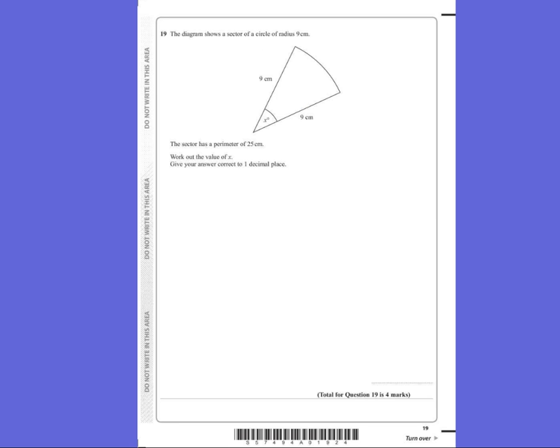Question 19 says the diagram shows a sector of a circle of radius 9 centimetres. The sector has a perimeter of 25, work out the value of x. So if it's got a perimeter of 25, 9 add 9 is 18, so this here must be 7 centimetres. So to work out the value of x, and to work out this 7 here, what we would do is x over 360, so that fraction of the circle, times pi, times the diameter, and the diameter would be 18. And that would give us the answer 7 that we've already got up there.